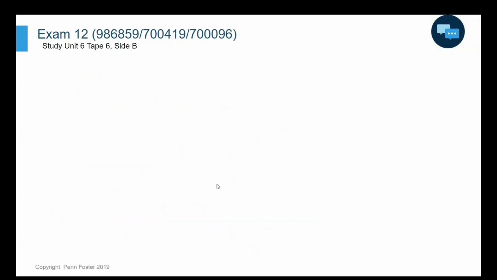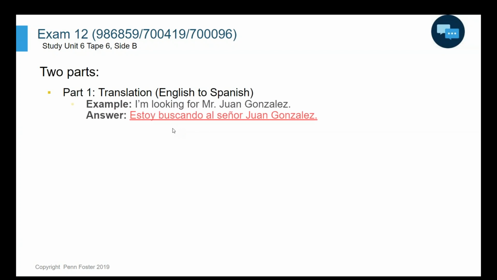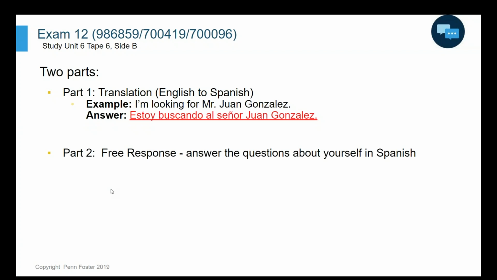And then your last written exam in the course, exam number 12, is 2 parts. Part 1 is translation, English to Spanish. Part 2 is pretty similar to the exam 8 options. So if you enrolled more recently into the high school program, it'll be a free response section once again. This time, we're asking you a couple of personal questions about yourself in Spanish. Maybe what's your name, where do you live, etc.